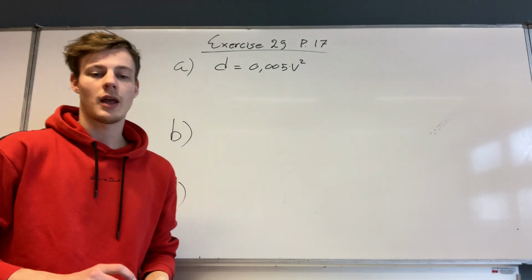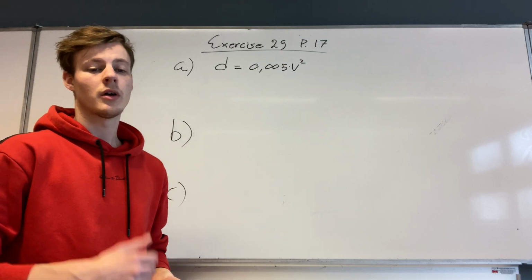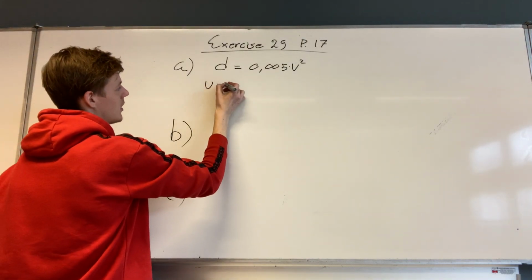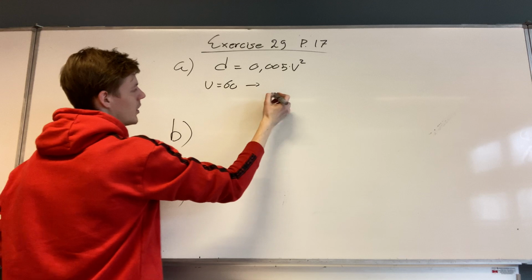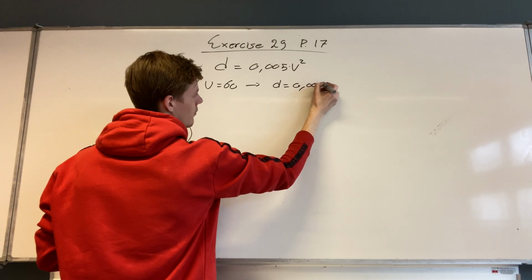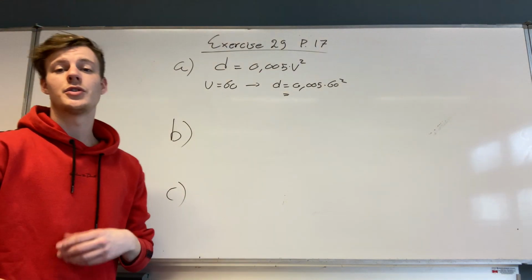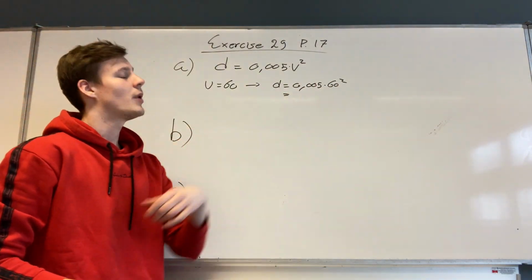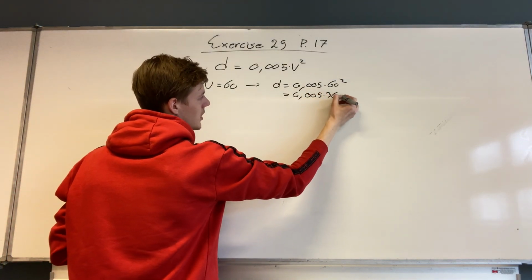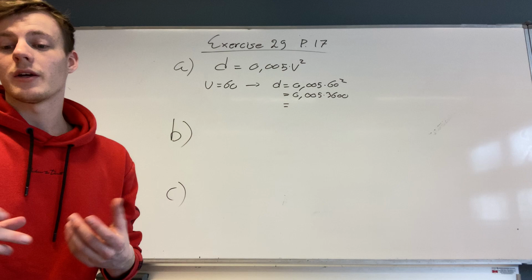So with question A, they ask to calculate the braking distance for a speed of 60 kilometers per hour and 120 kilometers per hour. So first start with v is 60. We calculate the following. d equals 0.005 times 60 squared. In this case, you first have to calculate the power, which is 0.005 times 3600, and then you multiply these with each other, which gives you 18.